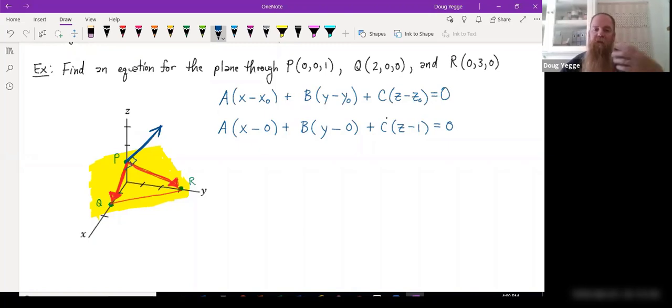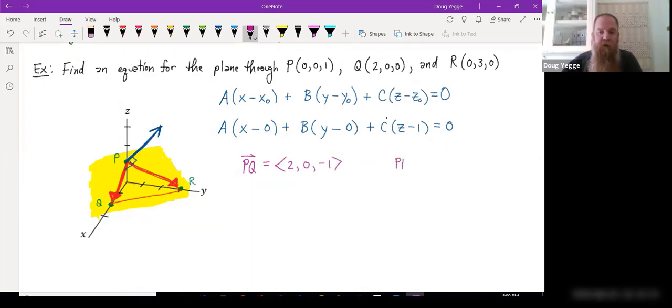So that's why it's helpful, even though I'm not expecting that you always graph everything in the class. I think it's helpful to actually visualize what's going on so you can come up with some sort of game plan. So why don't we start off by finding vectors PQ and PR. Okay. So vector PQ is just the difference between each of those points. So PQ is the vector 2 minus 0, 0 minus 0, 0 minus 1.